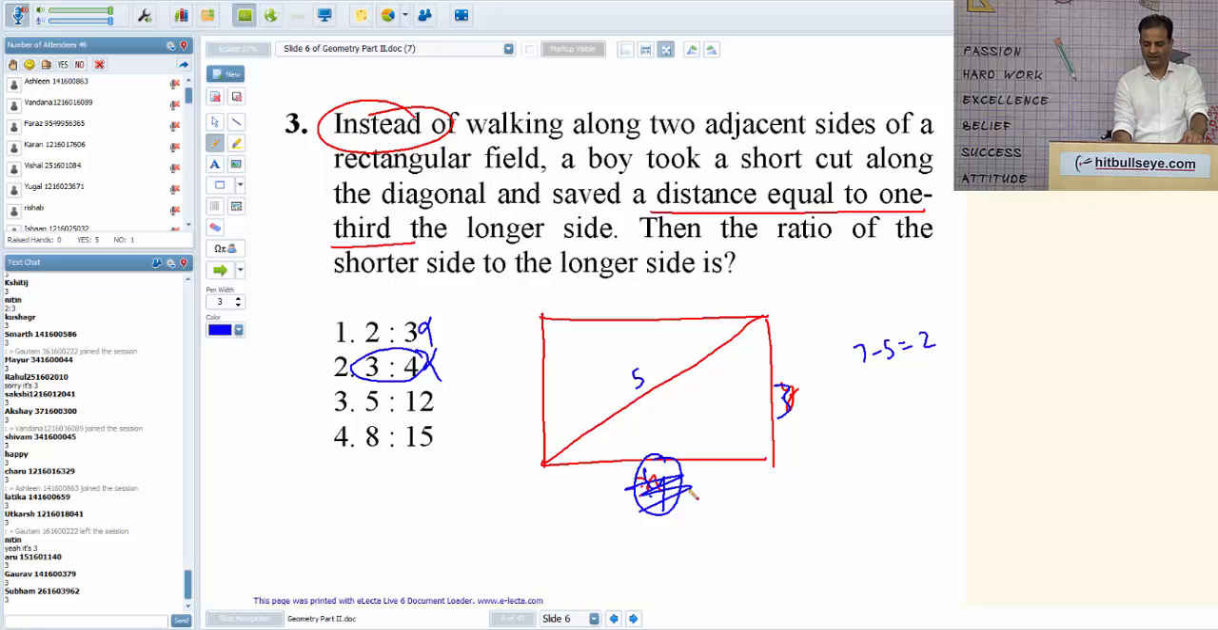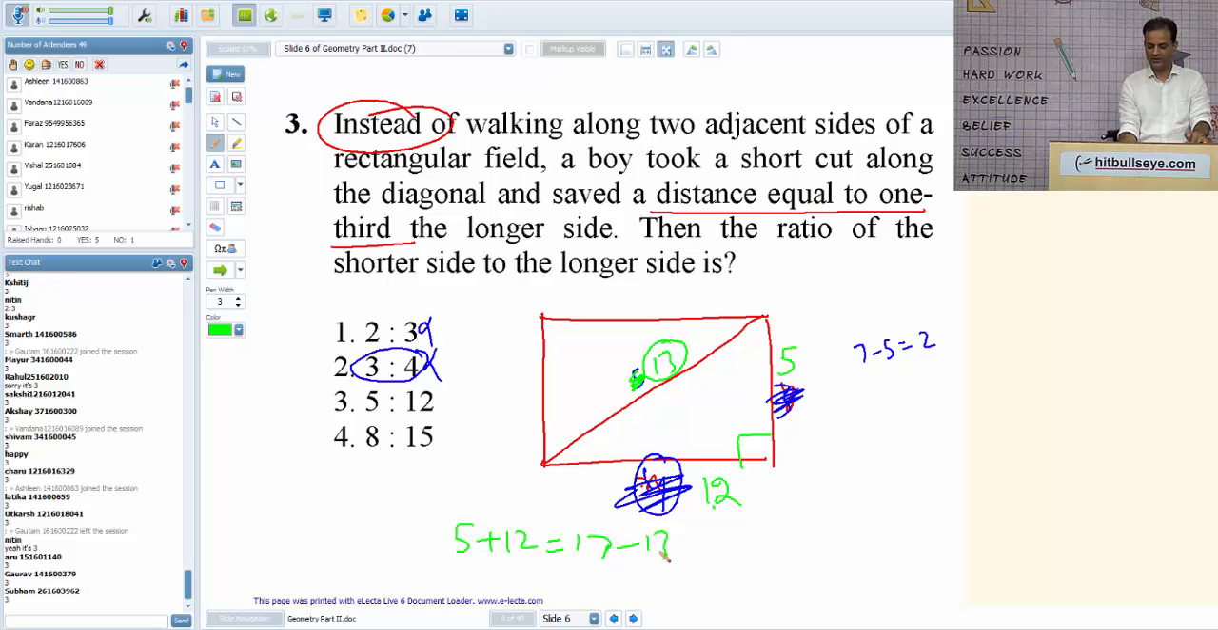If I take this as 5, this as 12, then that should be equal to 13. A right angle triangle, 5, 12, 13 triplet. So instead of walking along 5 and 12, in this case he will cover 5 plus 12, friends, 17, and he is covering 13 by moving diagonally.